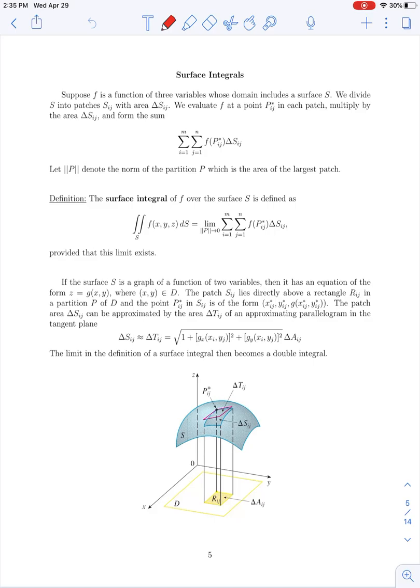So to introduce a surface integral, let's suppose that we have a function f of three variables, so a function in space, and the domain of our function includes all points on a surface S. What we're going to do for a surface integral is think about integrating a function of three variables over points on this surface. It's very similar to a line integral for a function of two variables integrated over some curve in the plane.